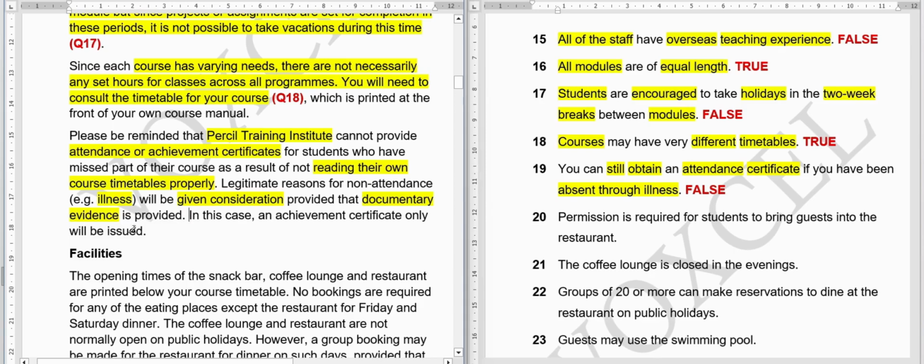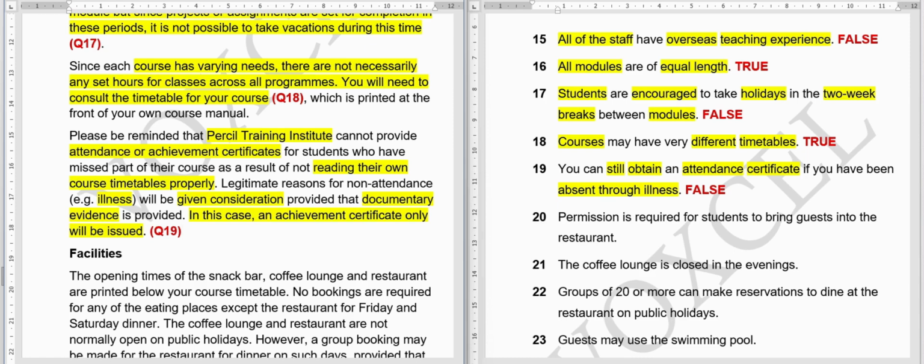But this is the most important line. In this case, if you were ill and you were able to provide us with documentary evidence that is accepted, even then you will only get an achievement certificate. Here they have written only, so you will only get an achievement certificate, not an attendance certificate. They have said there are two different types of certificates, attendance or achievement certificates. So you will only get achievement and not attendance. That's why the answer to this will be false. I hope it is clear.